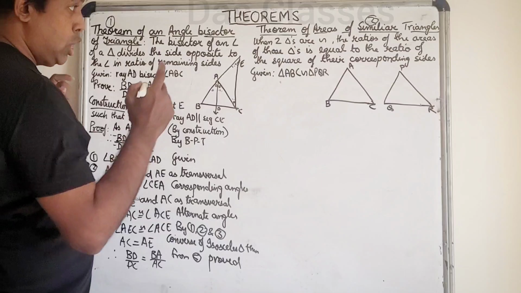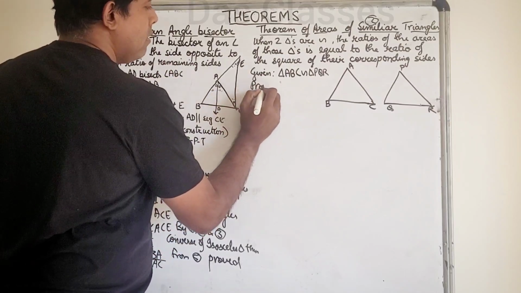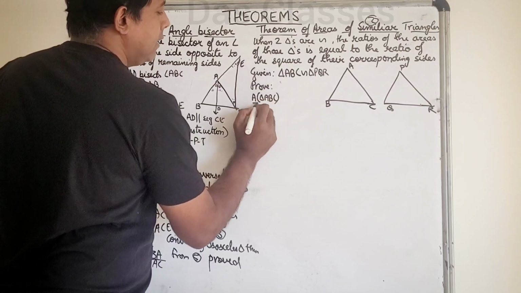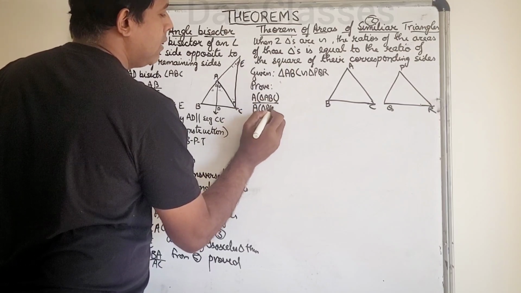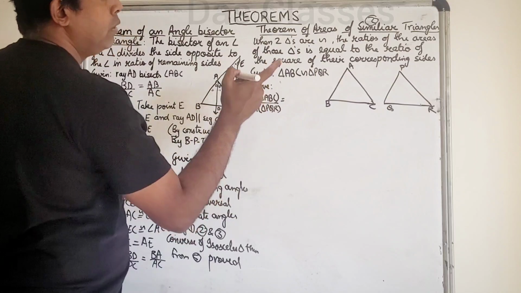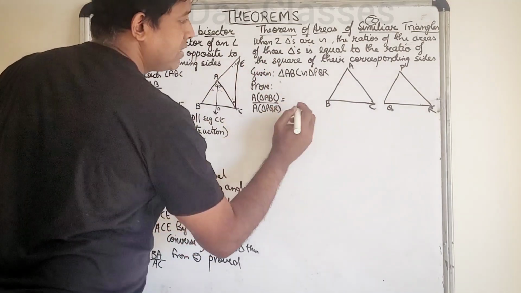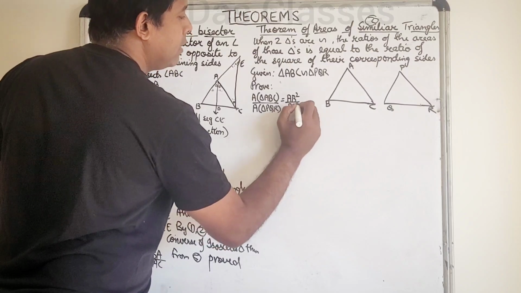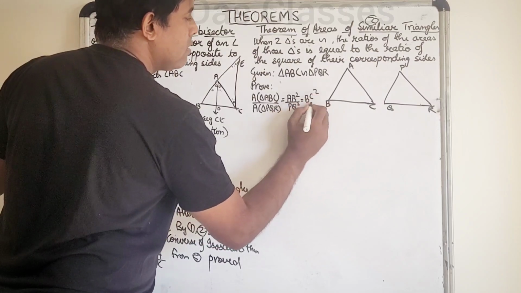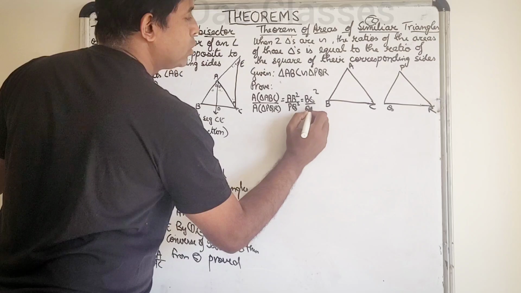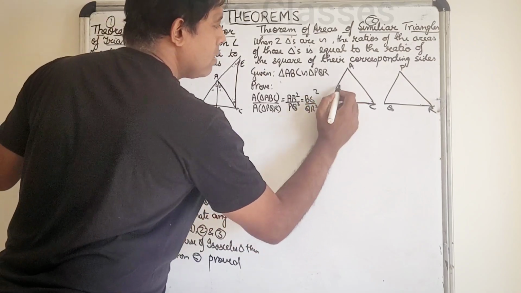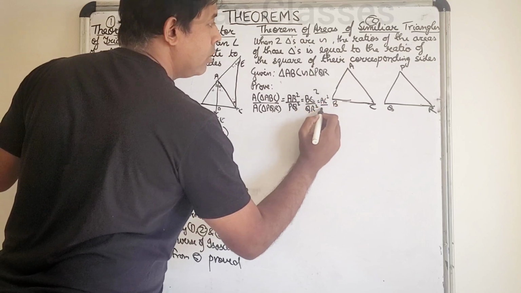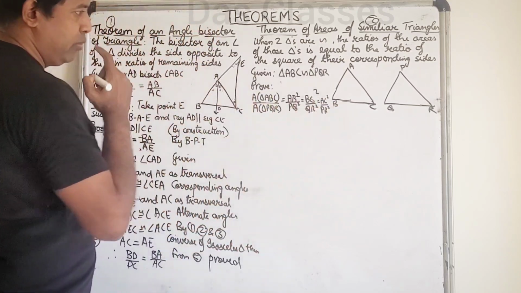Then we have to prove the ratio of the areas, that is, area of triangle ABC upon area of triangle PQR will be equal to the ratio of the squares of its corresponding sides. That means AB square upon PQ square is equal to BC square upon QR square is equal to AC square upon PR square. This is what we need to prove.